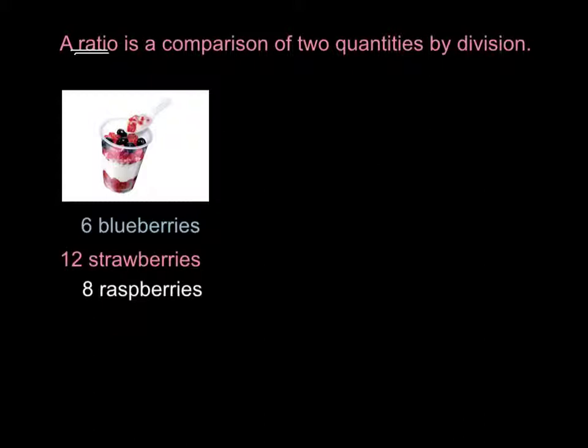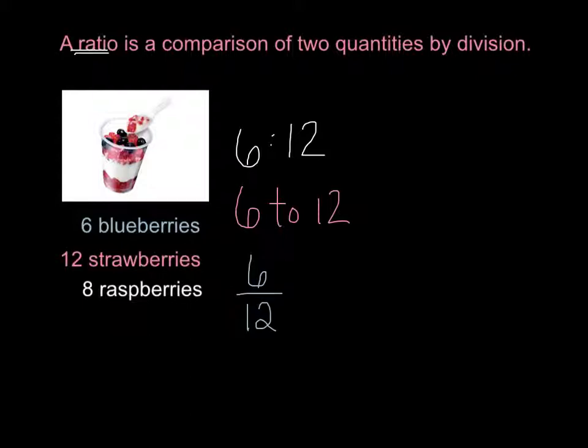If I wanted to bring ratios into these quantities of numbers to compare them, I could do it like this. So I could say for every 6 blueberries, there are 12 strawberries. And you can also write this in 2 other ways. You can write it with a colon in between, which is what there are here with 2 dots. You can also write it as a word phrase, so it's 6 to 12, meaning there are 6 blueberries to 12 strawberries. Or you can write it as a fraction, which looks like this, where we have 6 over 12. So for 6 blueberries, there are 12 strawberries.